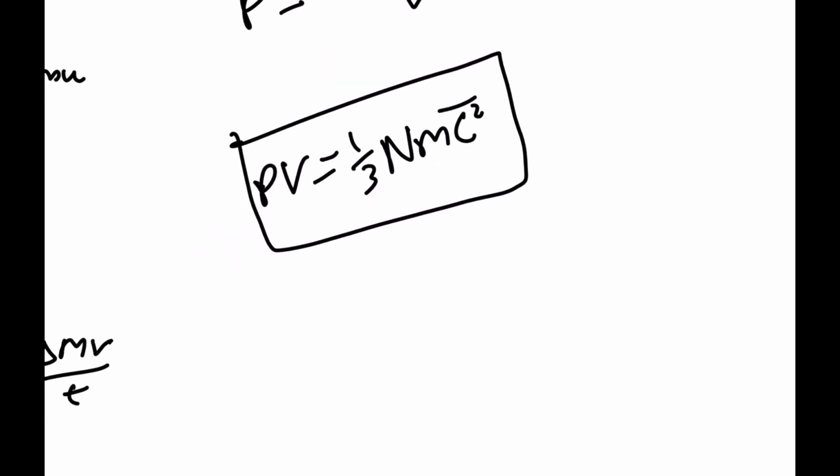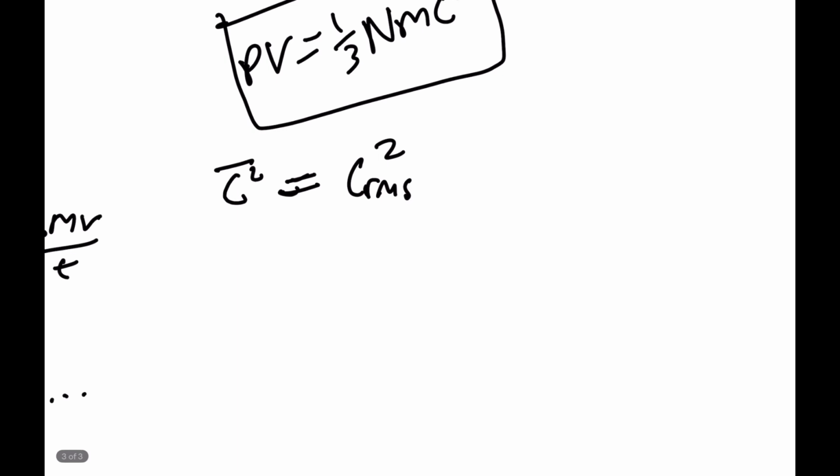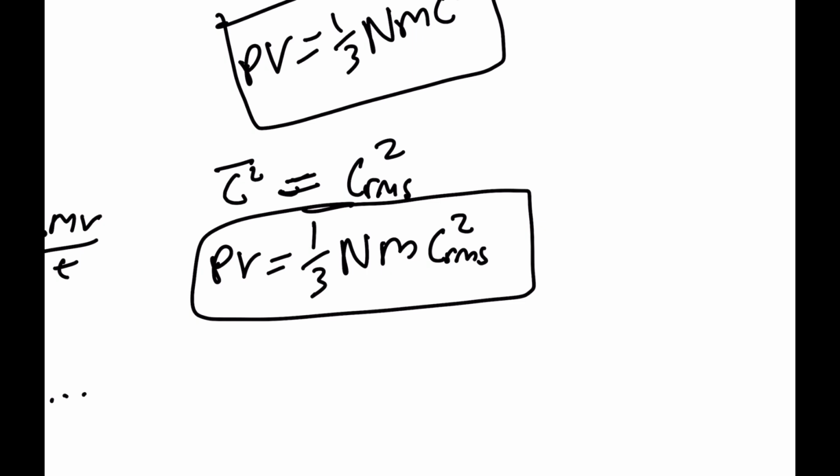Now, because of this speed here, we can say that this is the same as the root mean square speed squared, because if you have the root, you have the roots squared. So we can just substitute into the original equation. PV is equal to 1 over 3 N m c rms squared. And this is the final equation. And that's it. That's the derivation.